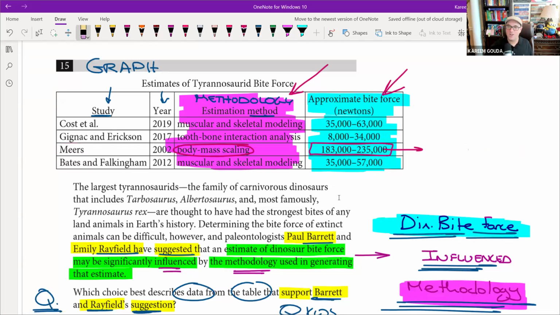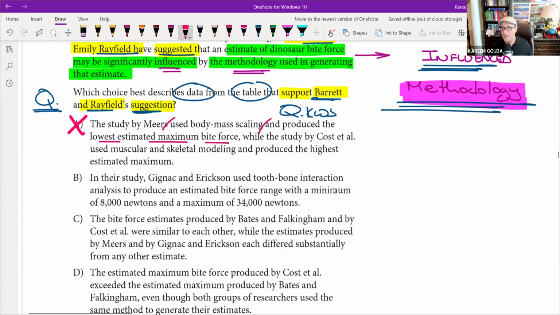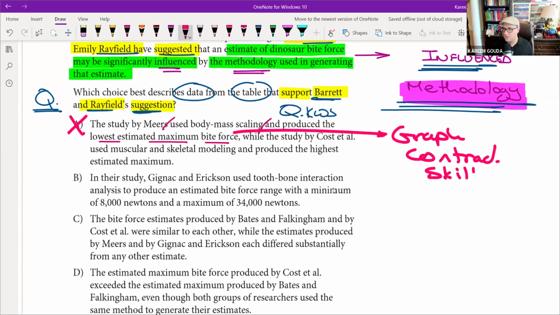All right, so we can just take all this away. This is definitely wrong. And A has something we call graph contradiction skill. The answer right here, a graph contradiction hack, is just the opposite of what we're looking for in the table, of what we're saying in the table. And you don't even need to read anything else because the first half is wrong. It's 100% wrong. Okay?